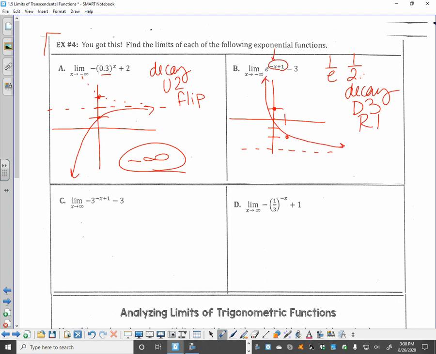Oh, I missed my point. Okay, I'm headed to negative infinity, and the y's are headed to positive infinity. Okay, and if you need me to slow down and go back over some of these graphs, that's fine.